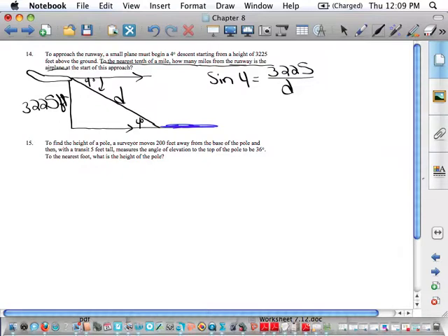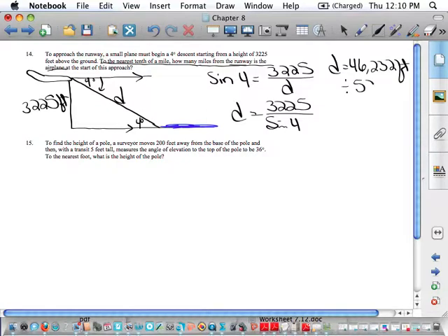The variables down low, they trade places. D is equal to 3,225 divided by sine of 4. Therefore, D is equal to 46,232 feet. You're asked for miles, so you have to divide that by 5,280, and you will get approximately 8.8 miles. So the plane is approximately 8.8 miles from the runway.